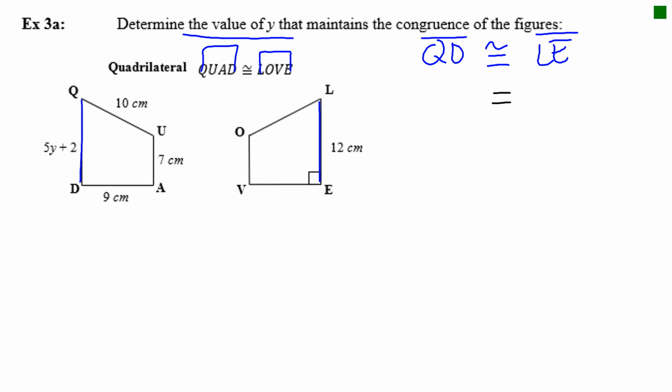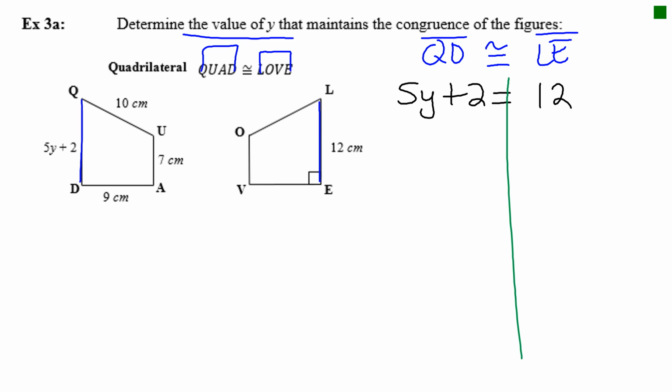So we're going to replace QD with the length 5y plus 2. We're going to substitute the length LE for 12. No need to put the measurement in centimeters right now. And now we've created our equation that we can go ahead and solve, and that should give me the value of y. Okay, following the steps to solve an equation, distributive property, there's no need because there's no parentheses.